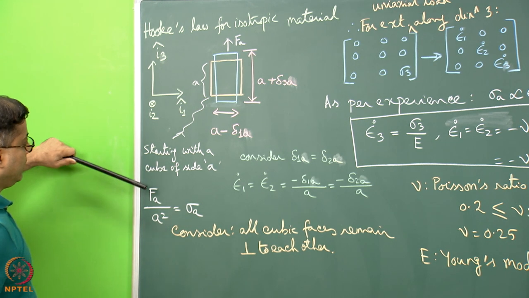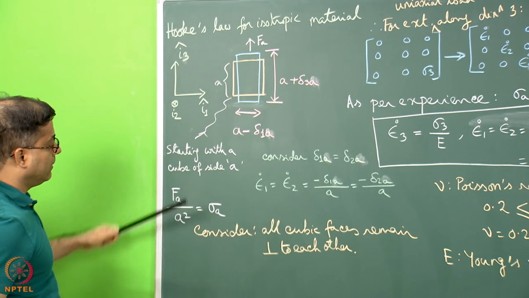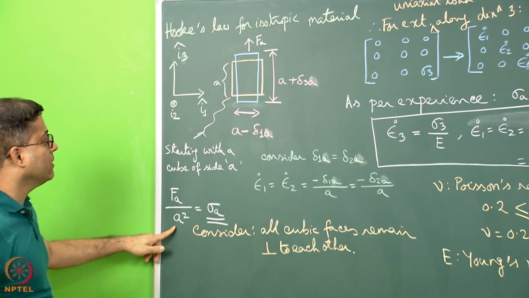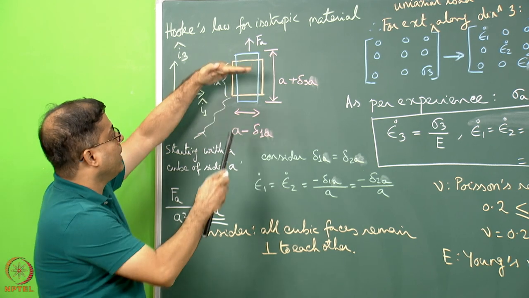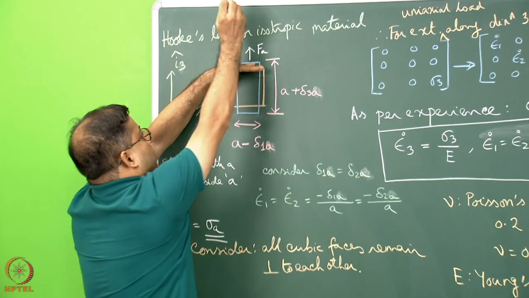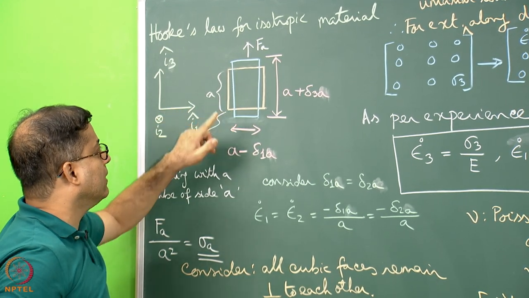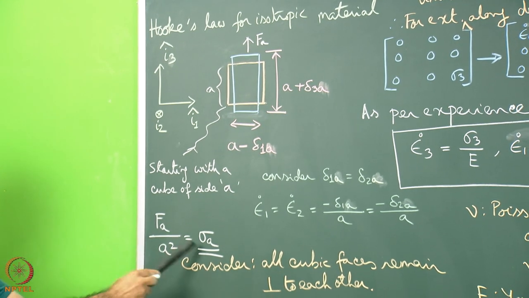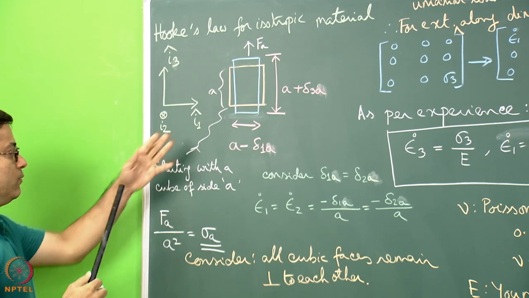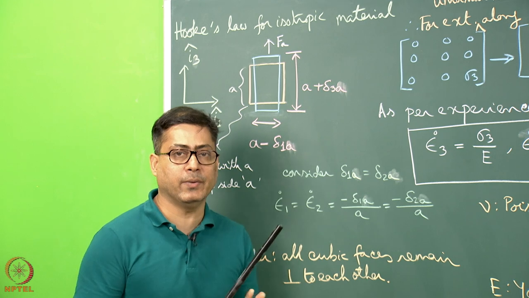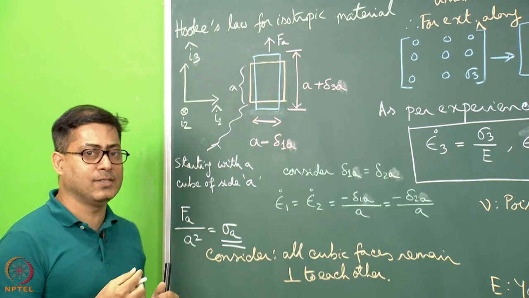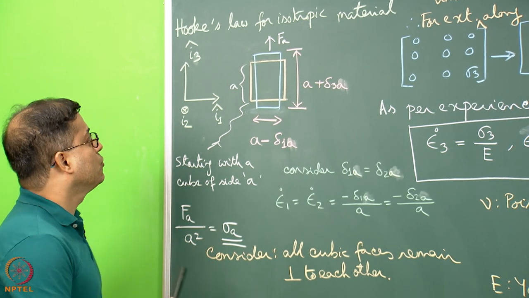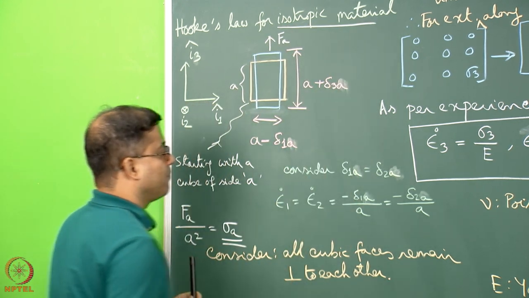Now we can consider Fa, the force that was applied, divided by a square, is equal to the stress sigma a. Why is this a square coming? As I told you, although not shown in the diagram, look at my hand and assume that this is the face of the cube and I am pulling in this way. All sides of the cube have the length a, so this face has an area of a square. Force per unit area is the stress. We will consider that in this deformation, all cube faces remain perpendicular to each other. For a small deformation, this is true for rocks and other solids. If the deformation is huge, it may not be true. And it is true when it is an isotropic material.